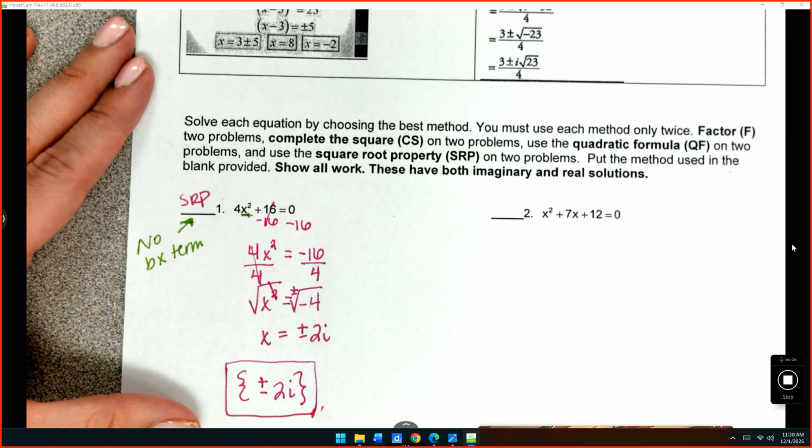I'm going to bring back my flow chart. So the flow chart says, is A equal to 1? Is our A value equal to 1 on this one? Yes. Okay, cool. So I'm going to follow the trail that says yes. Then the next thing says, are there factors of C that add to B? What that means is it's trying to ask me if this will factor. So are there factors of 12 that add to 7?